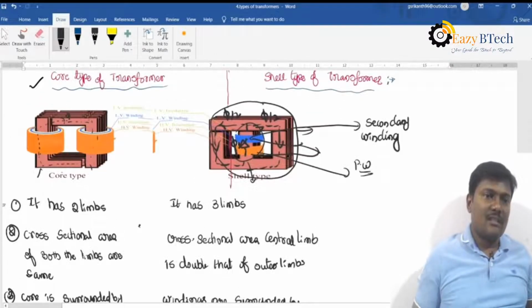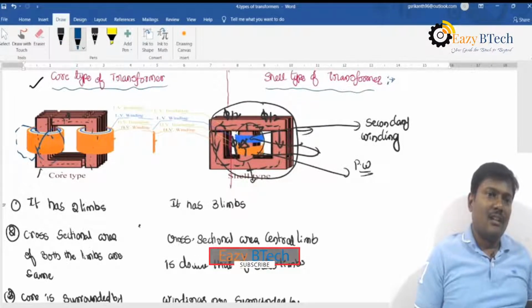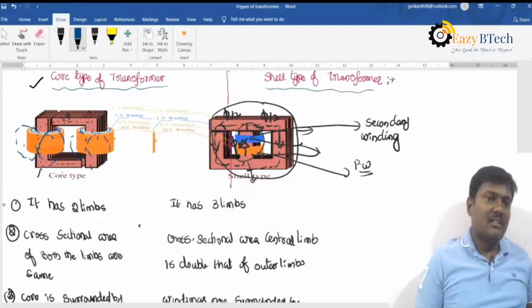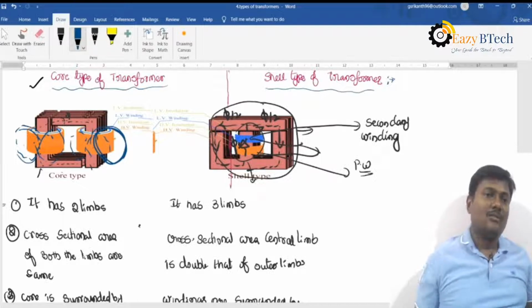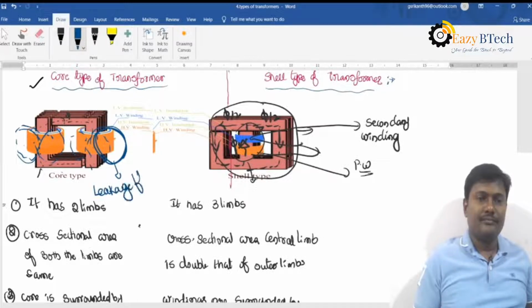Some part of the flux passes through the air, and here also some part of the flux passes through the air. The flux which links either the primary winding or the secondary winding but not both the windings, whatever flux is developed here which links only the primary, and here also flux is developed which links only the secondary but not both, that flux is called the leakage flux. Coming to the shell type, the flux passes through air here, here also the flux passes through air.